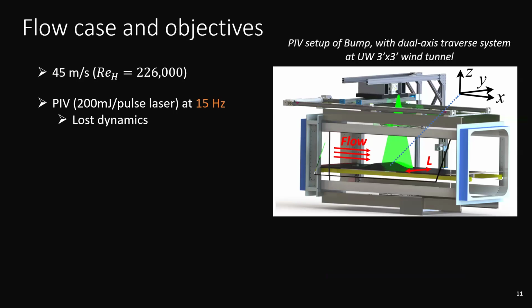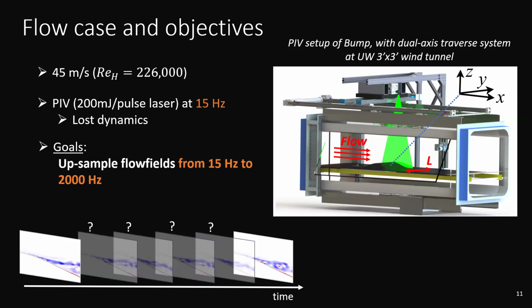The flow is going at 45 meters per second, fairly fast. But we're sampling at 15 hertz, so we're going to lose some dynamics. We're going to get some aliasing. This is what we saw in the movies earlier, right? The goal here is to upsample the fields from 15 hertz. So I show this diagram where the colored snapshots are what you measure, and what we want to try and estimate are the ones in between. Okay, that's the goal. So from 15 hertz to ideally 2,000 hertz.